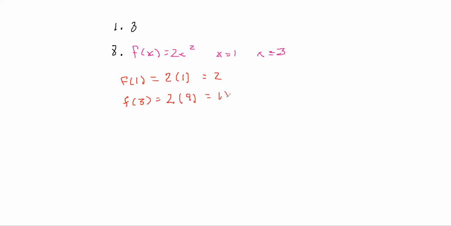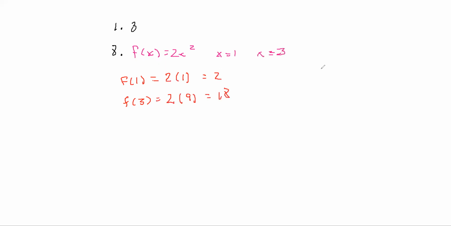So we're finding the average rate of change of the equation f of x equals 2x squared between x equals 1 and x equals 3. So what I'm going to do is say, all right, I've got to find out what f of 1 is equal to and what f of 3 is equal to. So f of 1 is going to be 2 times 1 squared, which is 2. F of 3 is going to be 2 times 3 squared, which is going to be 18.